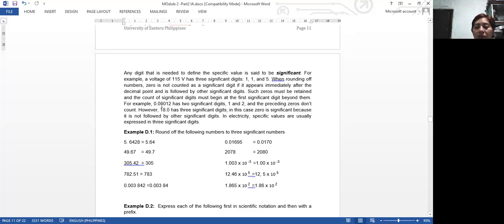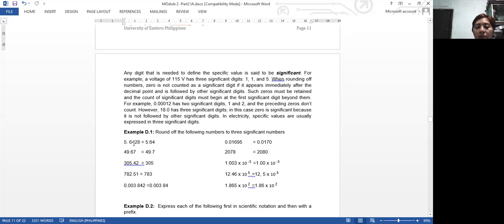For example, 0.00012 has two significant digits. These are 1 and 2. The preceding zeros don't count. However, 18.0 has three significant digits. In 18.0, the 0 is significant because it is not followed by other significant digits. In electricity, specific values are usually expressed in three significant digits. So round off the following numbers to three significant digits.